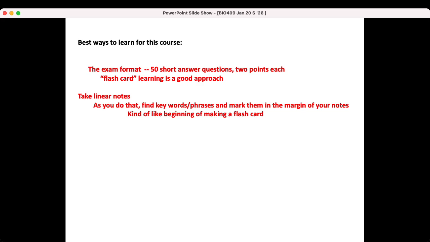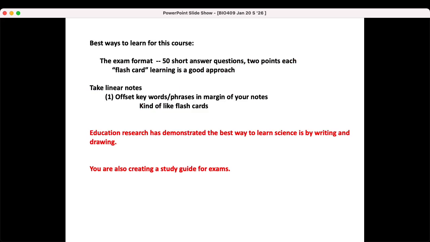So again, best ways to learn, and just a little bit about notes and the exams. Then next thing is this. People have studied how students learn STEM topics, science topics. Education research has demonstrated the best way to learn science is by writing and drawing. Lots of students want to take notes on their computers now, like that. So that's been studied. It's just not as good as the old school way of actually getting out and getting it done, mapping it out physically, connecting it with our more familiar real world setting. And then again, you're making a study guide for these exams, okay?